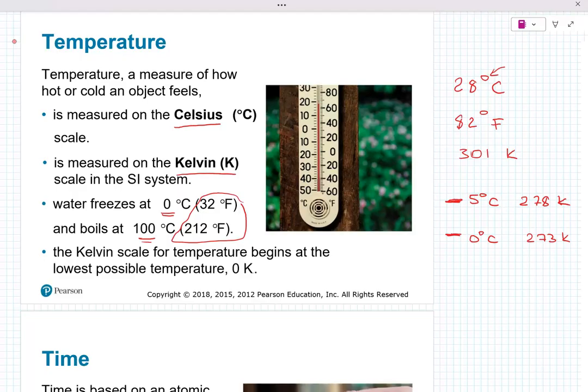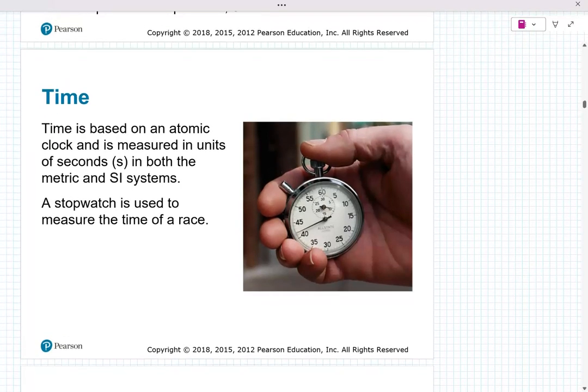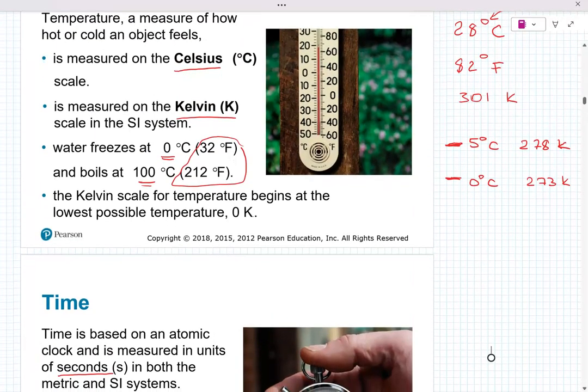Okay. Fahrenheit is all screwed up. We're going to get to the conversion. Time. Seconds, and you can use minutes, you can use hours. I just want to come back to the question: why do we need 2 systems for temperature? Why do we need Celsius and why do we need Kelvin?